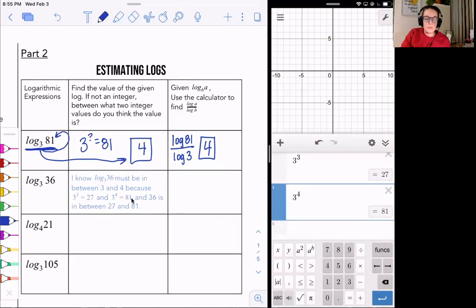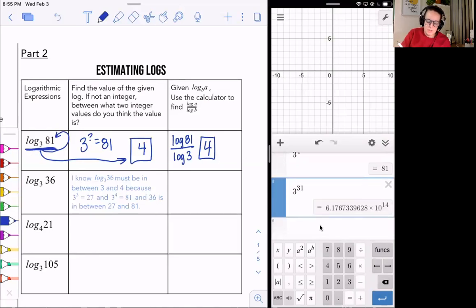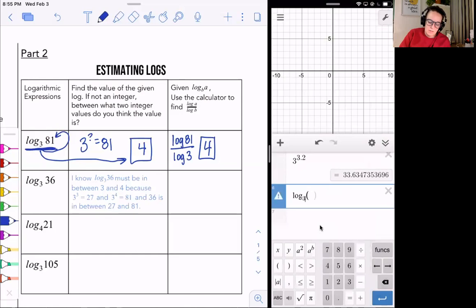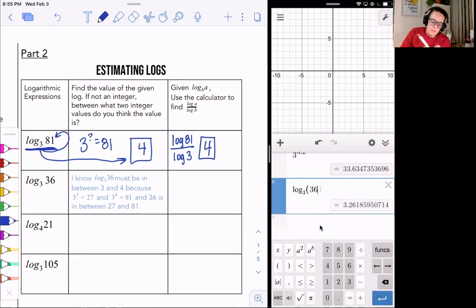You can use this for part 2 when you're working on your assignment. If I want to calculate the exact number, I'm going to go to my calculator. I could try estimating like 3.1, or 3.2, something close there, right? But more easily, I can just use my log base 3 of 36. So the exact answer is 3.262. I'm going to use 3 decimal places, and I'm going to round this one up, right?